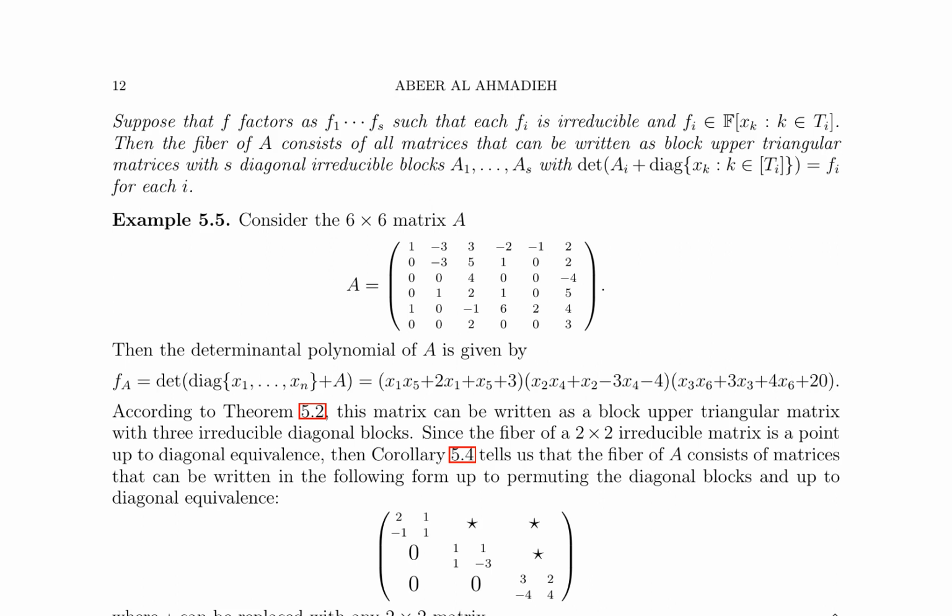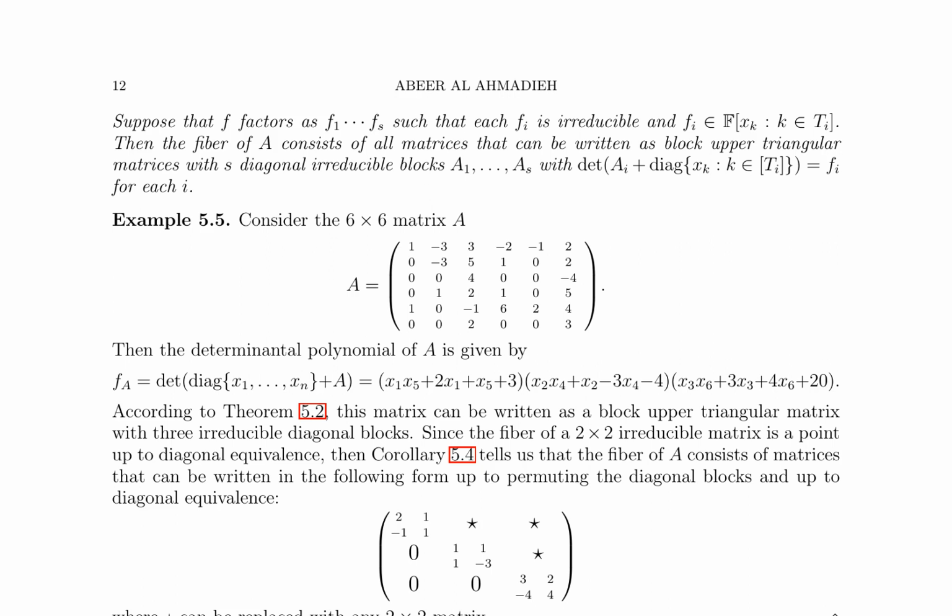For instance, consider a 6 by 6 matrix A, whose determinantal polynomial Fa can be factored into three irreducible polynomials. According to Theorem 5.2, this matrix can be written as a block upper triangular matrix with three irreducible diagonal blocks. Corollary 5.4 then implies that the fiber of A consists of matrices that can be written in a specific form, up to permuting the diagonal blocks and up to diagonal equivalence.